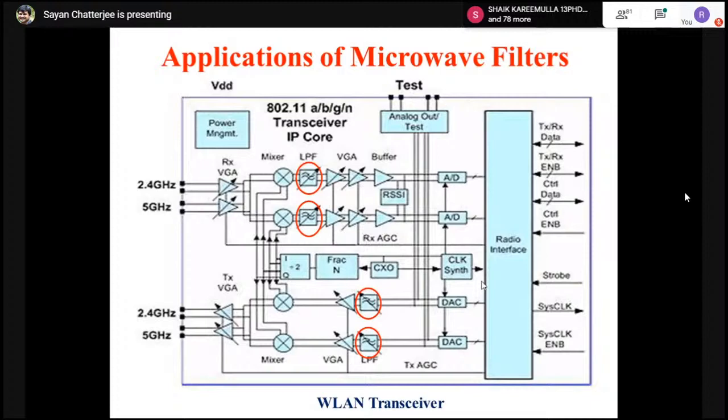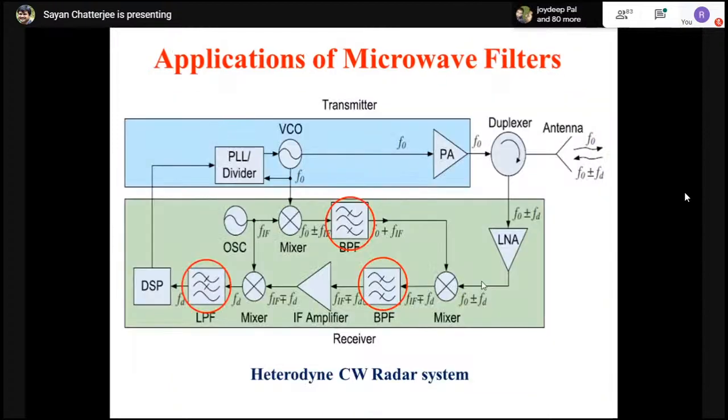Then another example is a heterodyne CW radar. You can see there are BPFs, meaning band pass filters, and low pass filters. The specifications of those filters are very stringent, because all the subsystem level specifications are generated from the system level throughput. So if you have overall system specifications, you first simulate in a system view at the block level and then generate the specifications. On those specifications, the design criteria sometimes get easier, sometimes may become very difficult.